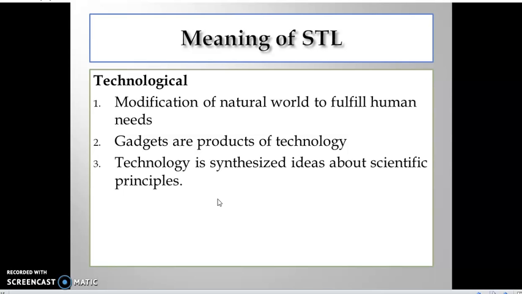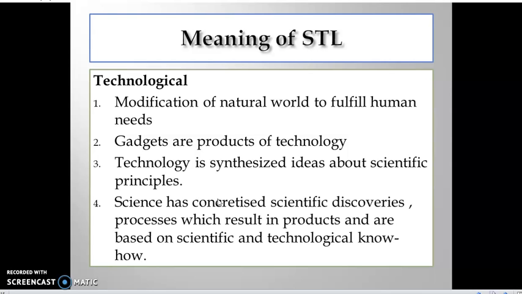And technology synthesizes ideas about scientific principles. So where has technology come from? Technology is a byproduct of the utilization or synthesis of ideas of scientific principles. And science has concretized scientific discoveries and processes, which result in products and are based on scientific and technological know-how. So for a person to be good in technology, they should have a good sense of the scientific concepts, the principles, and all the theories associated with the subject.